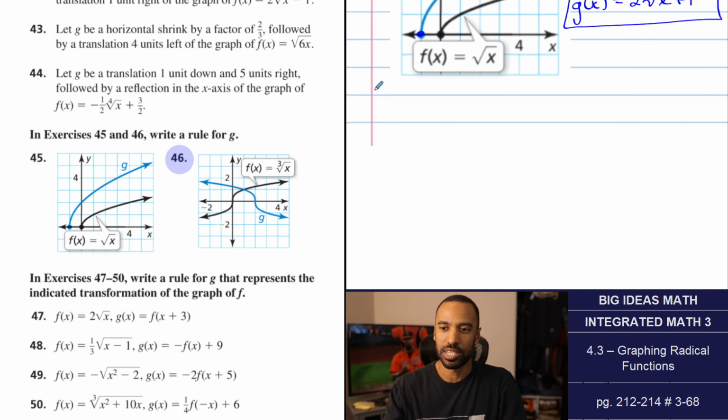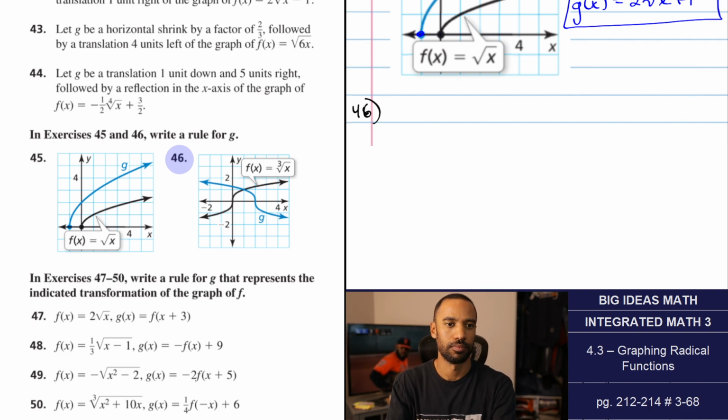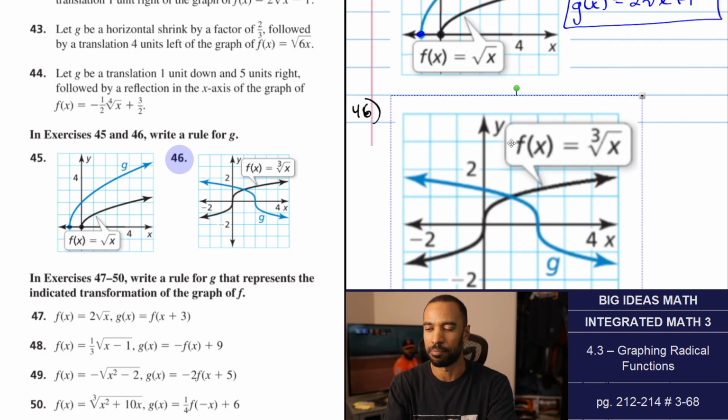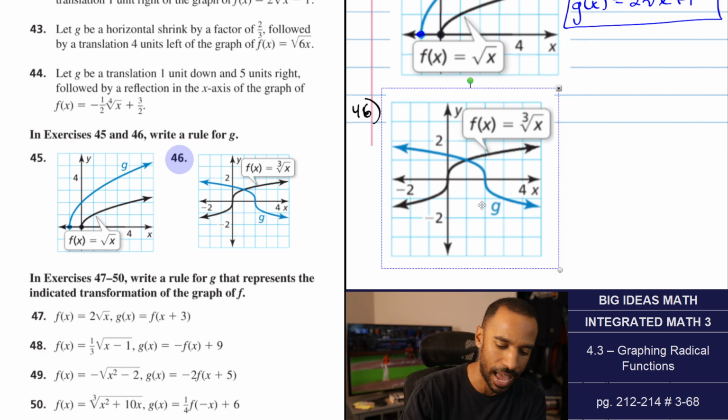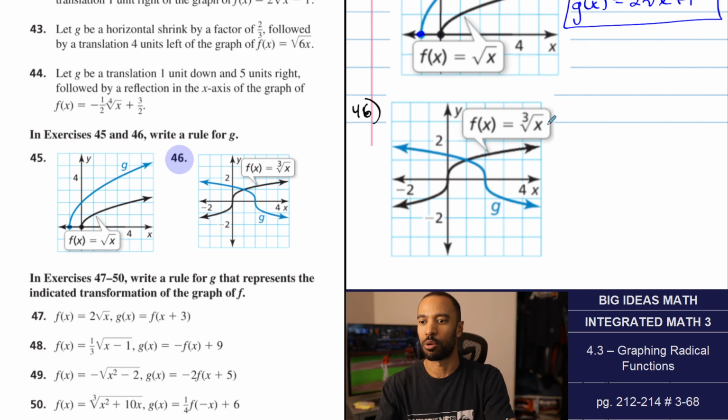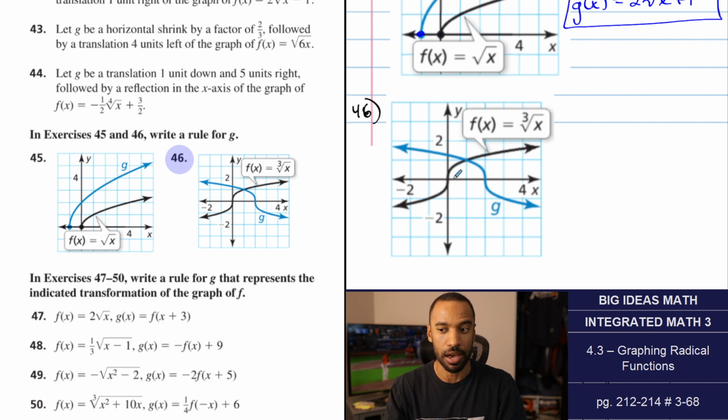Now, number 46 says, well, let's copy and paste it. We got a cube root function, and then our G looks to be some flipped over version of that. Now, the first thing I want to refer to is that reference point. If you can represent where that center is, that'll be good. So you can see, first of all, you can see how their graphs clearly do cube roots significantly better than I've been doing.